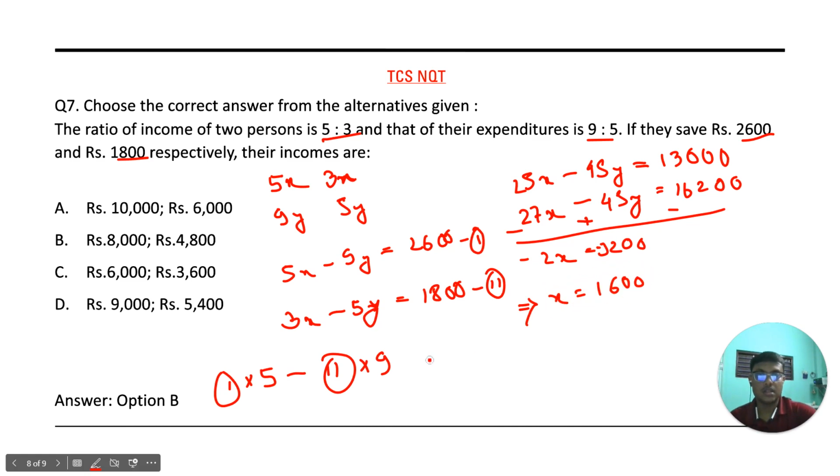Thus, income of the first person is 5 into 1600, which is equal to 8,000. Hence, income of the first person is 8,000, and if you could see from the options here, 8,000 is in only one option. Thus, no need to find the income of the other person. Option B is the correct answer. Hope you all got the logic of the solution.